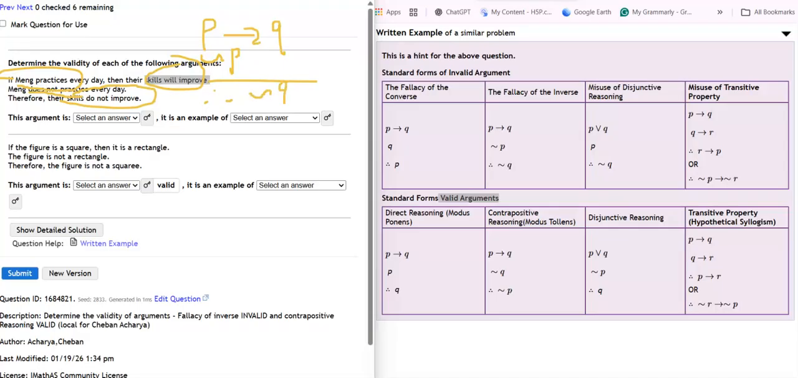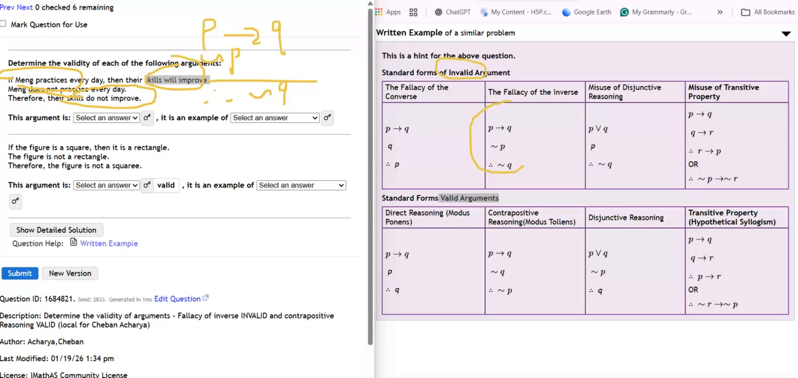So which one matches here? P right arrow Q, not P, therefore not Q. It matches with this one: P right arrow Q, not P, not Q. So this must be the fallacy of the inverse, and this is invalid.